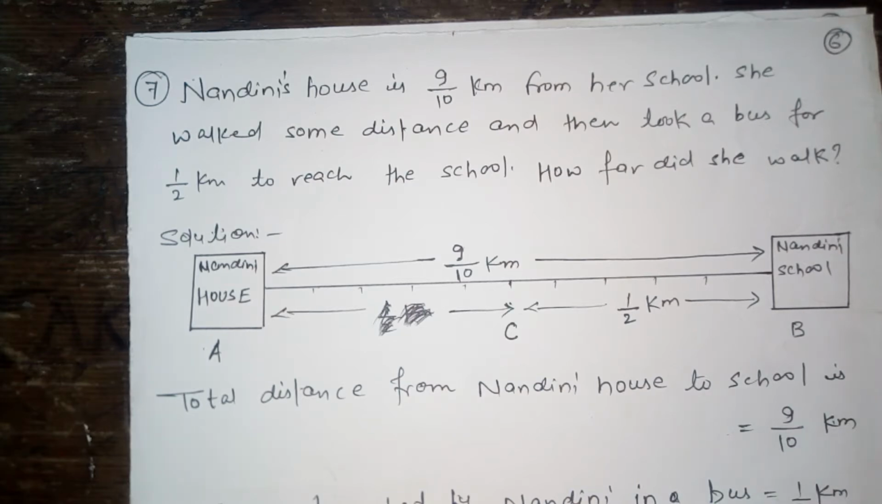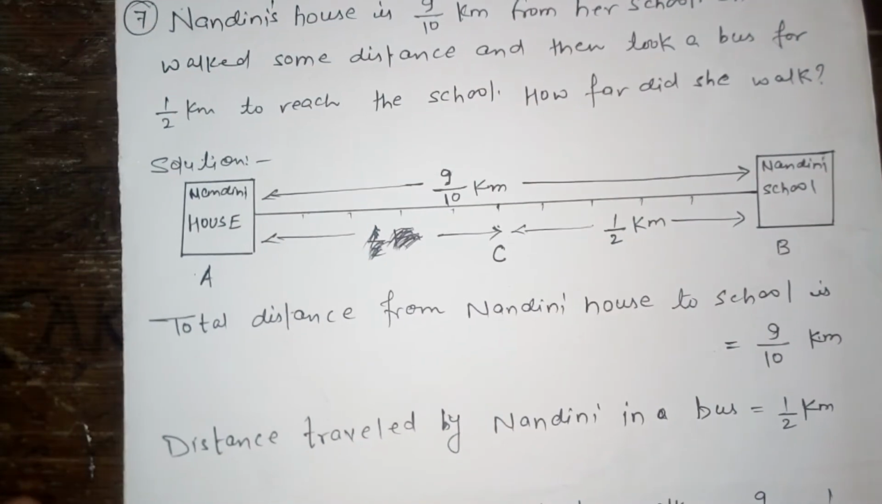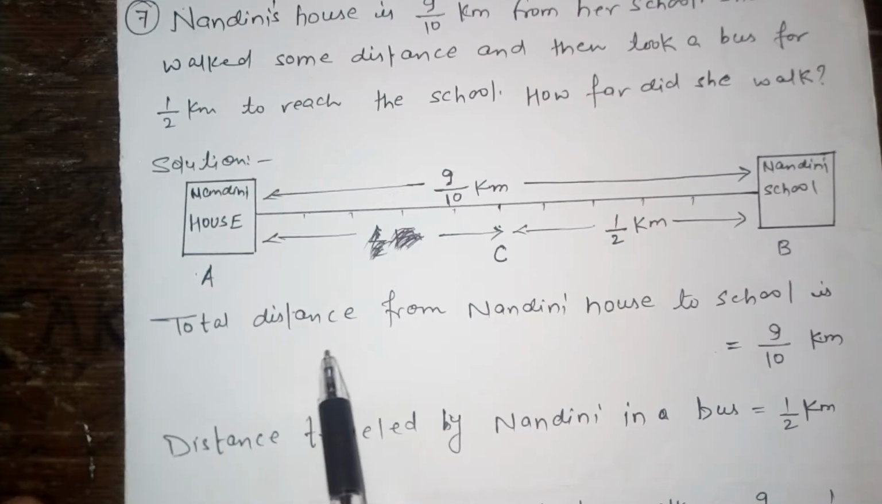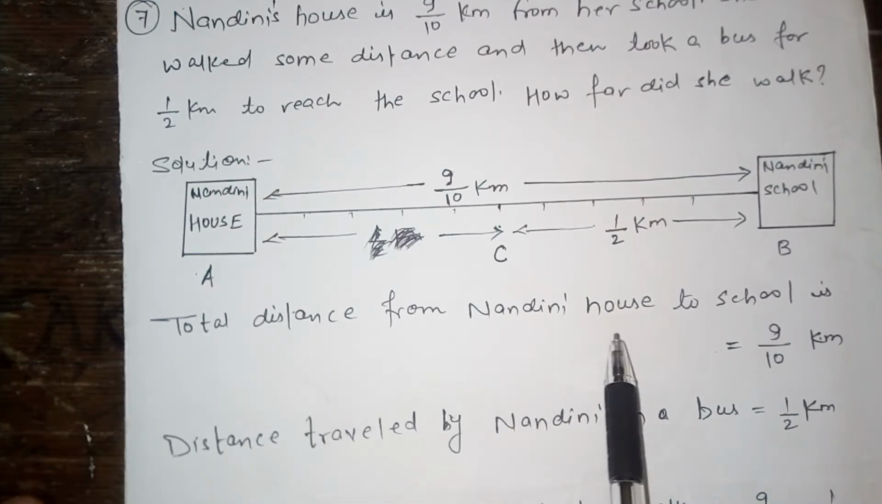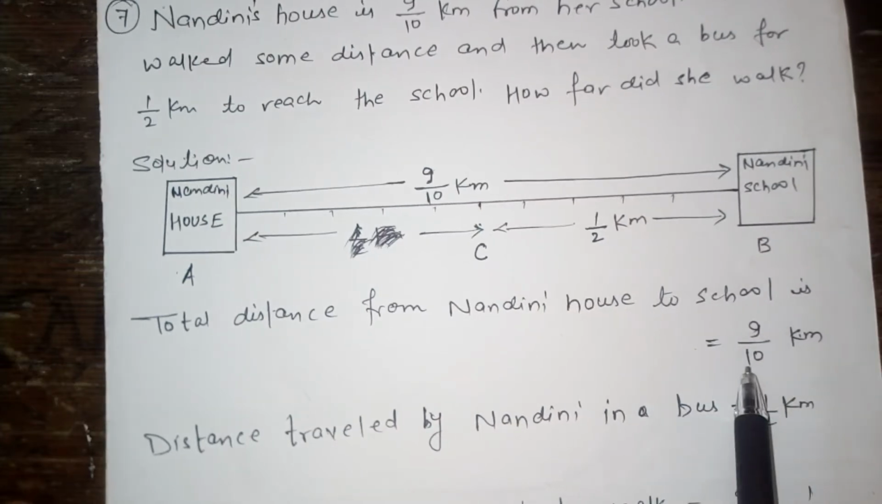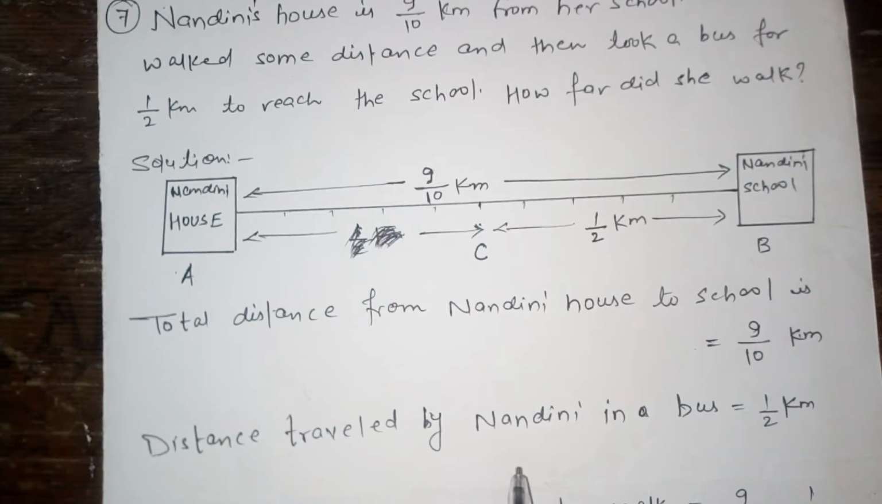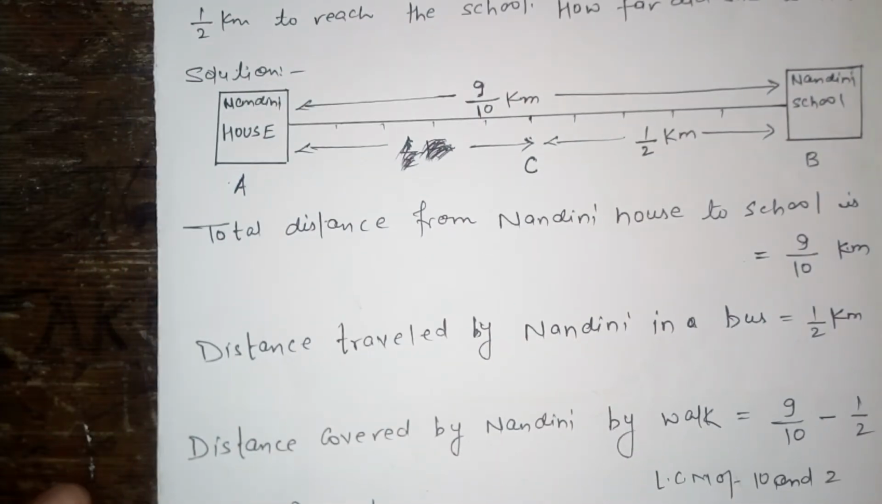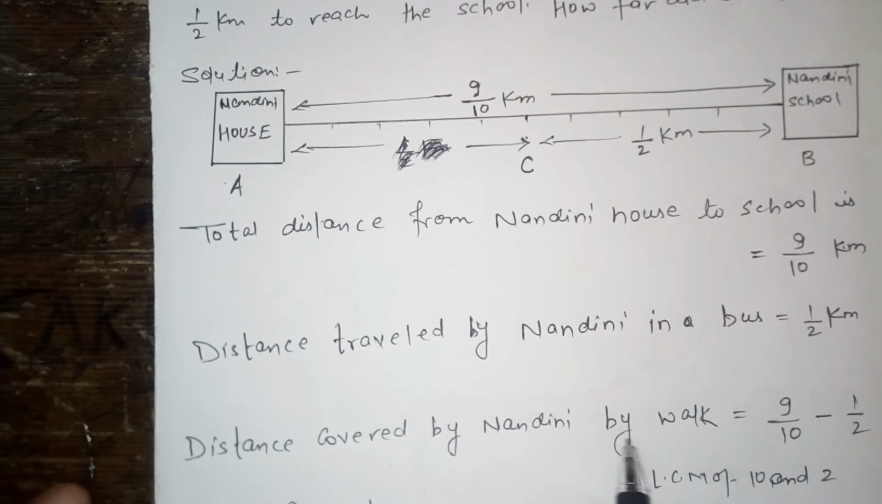Okay, now we will discuss what the solution is. The total distance from Nandini's house to school is 9 upon 10 kilometer, and the distance traveled by Nandini in the bus is 1 upon 2 kilometer. In this question we will find the distance covered by Nandini by walking.